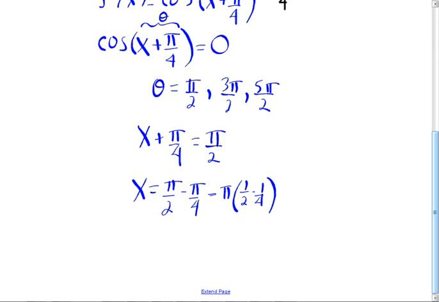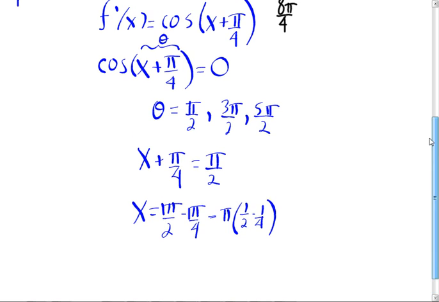I subtracted pi over 4, and I factored out the pi. All you do is add the coefficients. 1/2 minus a fourth. What's 1/2 minus a fourth? You don't need to do common denominators. You know this. Ryan?